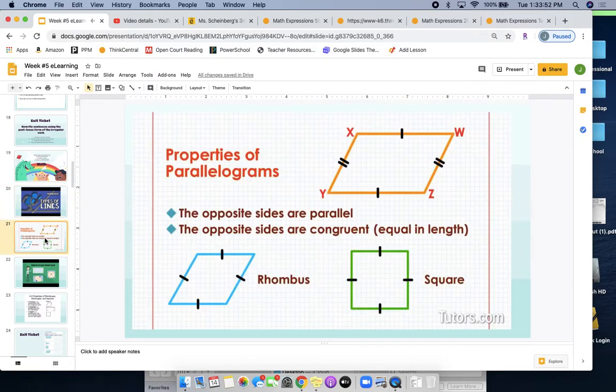So in our last lesson, we talked about parallelograms, and we've been talking a lot about different properties. To remind you, a property is a character or quality that something has. So here are our properties of parallelograms. The opposite sides are parallel, and the opposite sides are also congruent, which means that they are equal in length.